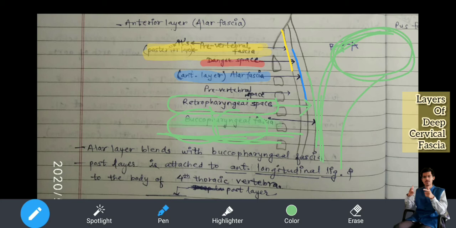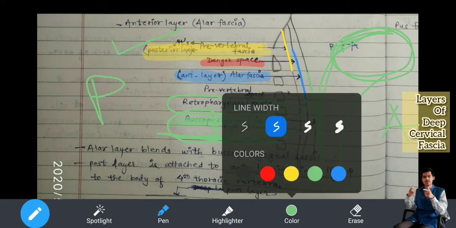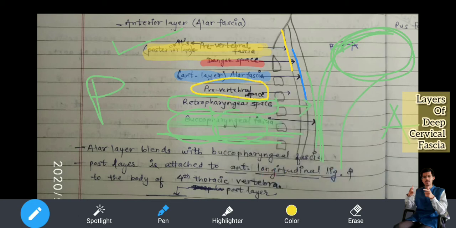Yes. So I hope now the concept of the layers from posterior to anterior is clear. The prevertebral fascia posterior layer is the farthest back. Behind that there is one structure, the prevertebral space, in front of the vertebra. Then you have the posterior layer of the prevertebral fascia, then the danger space, which is present between the anterior and the posterior layer. In front of the danger space you have the anterior layer of the prevertebral fascia, also known as the alar fascia. Next to that you have the retropharyngeal space, and next to that the buccopharyngeal fascia.